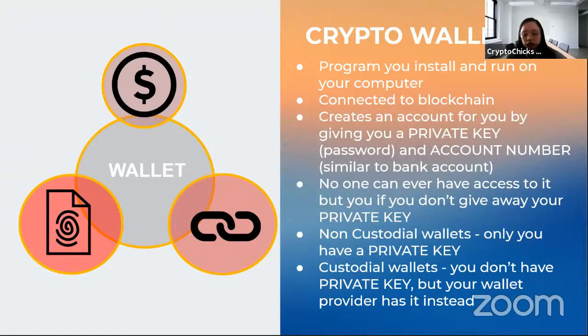Of course, with cryptocurrencies, as you imagine, you would need a special wallet for it. There are two types: hardware wallets and software ones. The software ones are a program that you install and run on your computer and is connected to the blockchain. It creates an account for you by giving you a private key, which is like your password, and an account number, which is like your bank account number. So no one can ever access it but you, if you can keep your private key protected and somewhere secure.